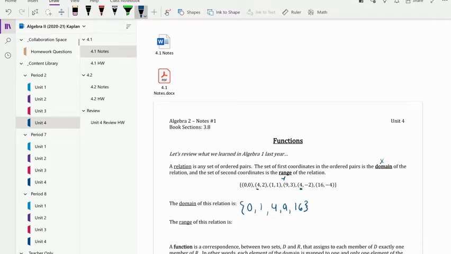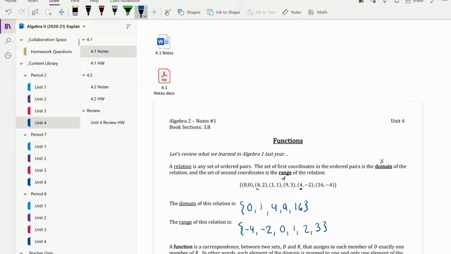Those are our x values. The range of the relation, well, again, same idea. You're listing your y values from least to greatest. So our smallest y value would be -4, followed by -2, then 0, 1, 2, and 3. Okay, and that's what's called a relation.